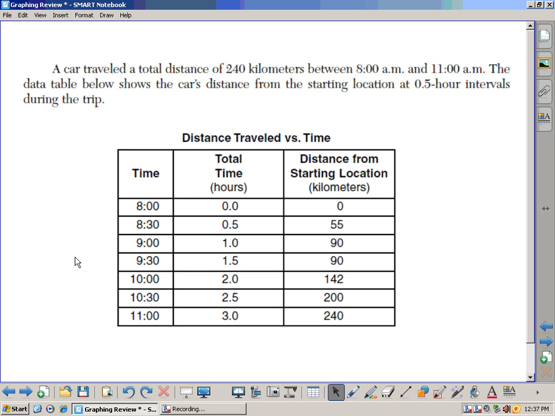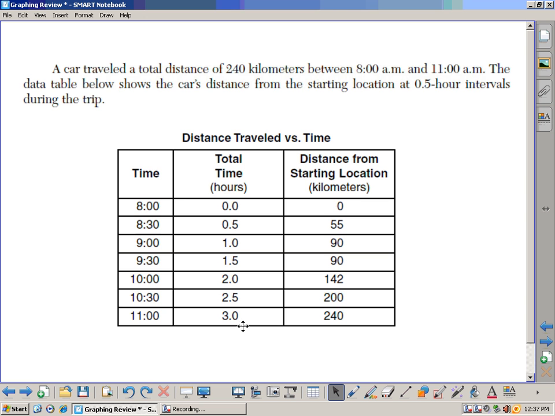A car traveled a total distance of 240 kilometers between 8 a.m. and 11 a.m. The data table shown below gives the car's distance from the starting location at 0.5-hour intervals during the trip. So the trip started at 8 a.m. and lasted till 11 a.m. If it started at 8 a.m., obviously 0 time has gone by and 0 distance has been covered. And then you can see here every half hour, here's the times, here's the amount of time. Every half hour they recorded how far the car was from its original position.